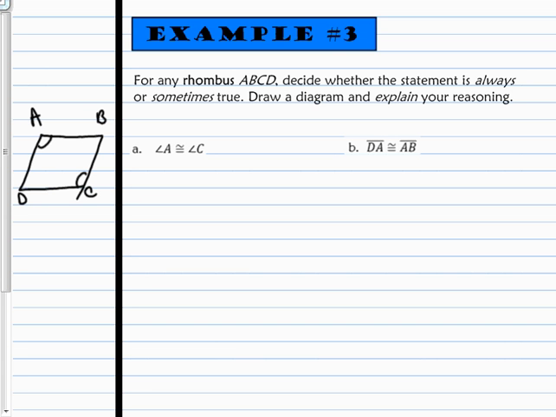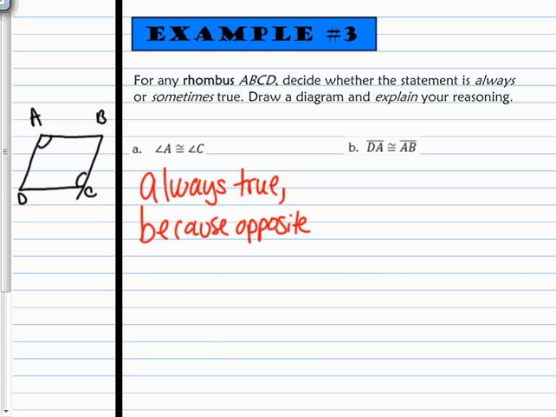Is angle A congruent to angle C? Well, a property of parallelograms is that the opposite angles are congruent. So this would be always true. Okay? Because opposite angles are congruent. A and C are congruent to each other because opposite angles are always congruent.